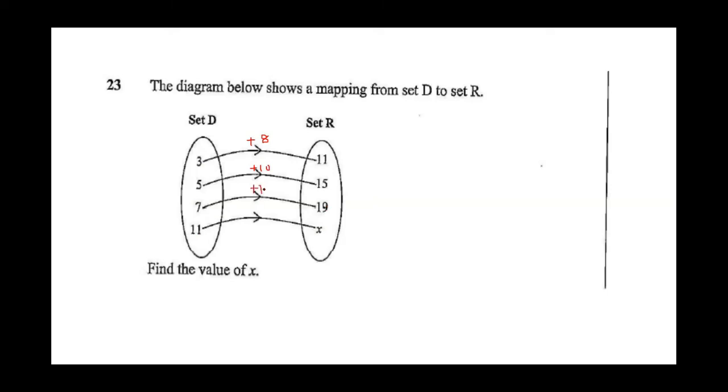Okay. Then 7 to 19, they added what? A 12. So from the pattern, we can easily say, okay, this one will also add a 14 because this one is increasing by 2. Also, this one is increasing by 2. So if we add now 14 plus 11, which should definitely give us what? 25. So the value of x is actually 25.